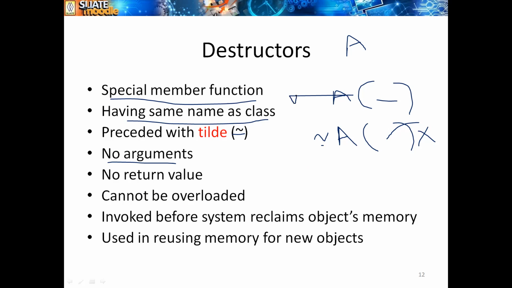This means we can write void like this in a constructor, and a destructor also we can write void like this. There is no return type. It cannot be overloaded. Very important thing.